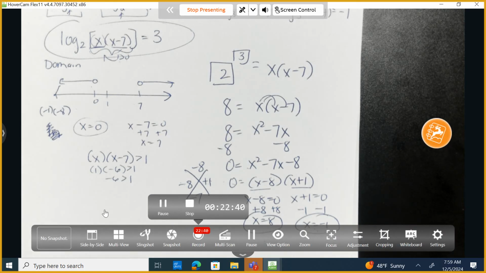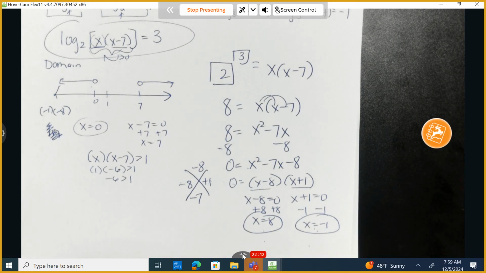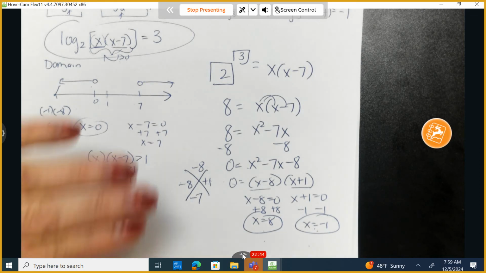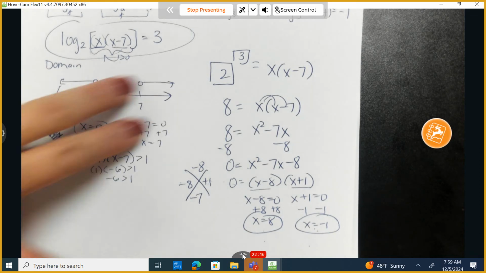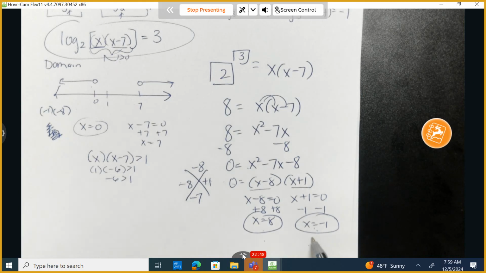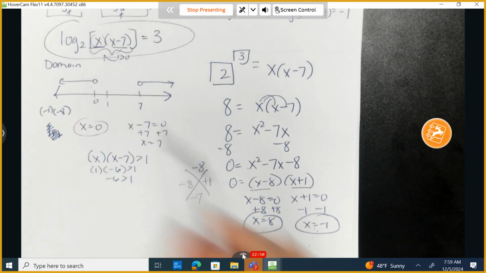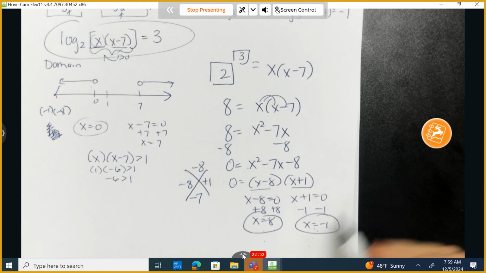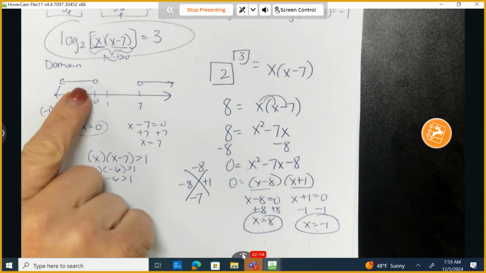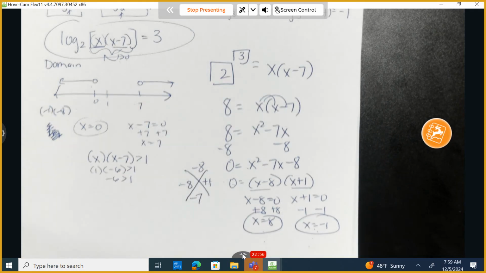A common mistake students make, by the way, I want to come back down here. A common mistake students make is they don't produce this ahead of time, and they get these answers, and they're like, hey, remember, we can't have a value back here that's negative or 0. So they cancel out negative 1, assuming it's extraneous, before they take time to figure out what is really the domain.